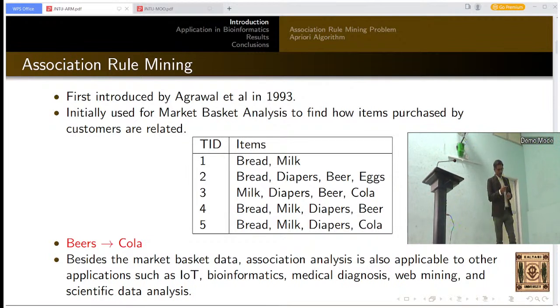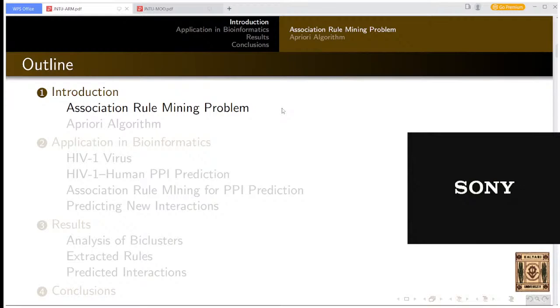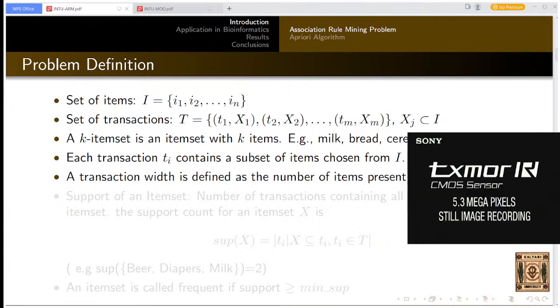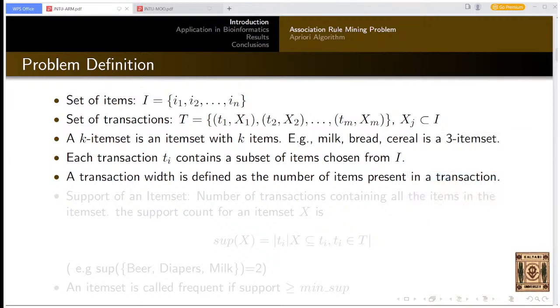So the question is how we can extract these association rules. Formally, let us define the association rule mining problem. So we have a set of items, all possible items, capital I, like beer, cola, diaper, milk, biscuit, whatever is being sold in the market. So that is the set of items. Suppose we have n number of items.